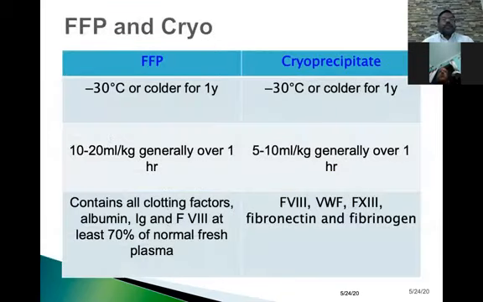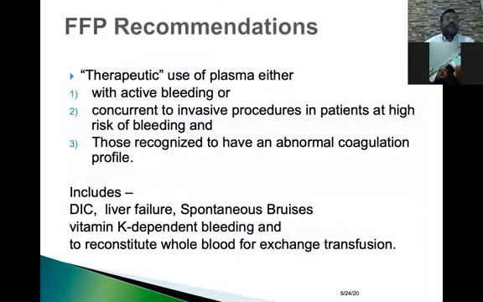FFP and cryo, as we talked about: FFP contains all clotting factors, albumin, immunoglobulin, and factor 8 at least 70% of normal fresh plasma. And cryoprecipitate contains mainly fibrinogen, but also factor 13, von Willebrand factor, and factor 8. The dose is 10 to 20 ml per kg, generally over 1 hour for FFP, and you can go up to 20 ml per kg of cryoprecipitate, but generally it is a lower volume of transfusion.